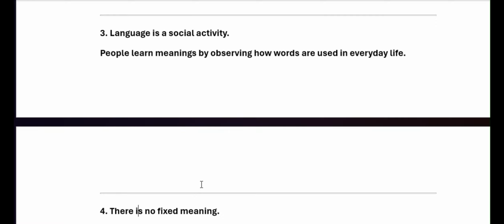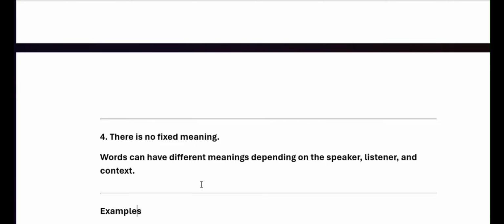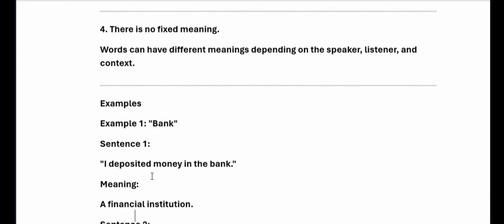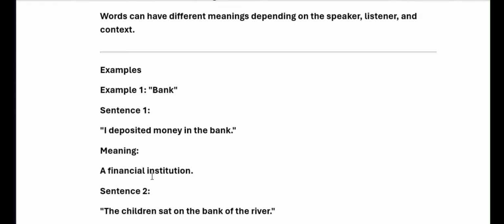For example, sister. In general, in a family, we know what sister is, the female version of brother. But in a medical setting, sister means nurse. So the meaning of words depends upon the context, the situation, or the speaker who is talking. Another example, bank. I deposited money in the bank. Here, bank means financial institution. But the children sat on the bank of a river. Here, bank means the side of a river. The same word has a different meaning because it is used differently.